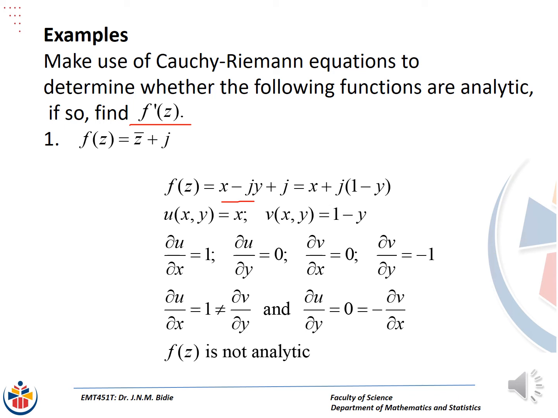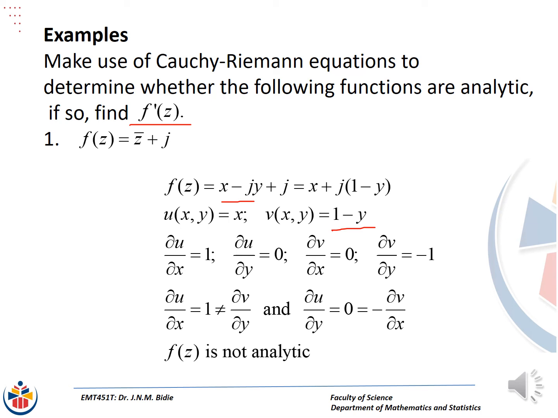So substitute, simplify, putting the real parts together and the imaginary parts together, and please specify that your u is equal to x based on the expression you got for f of z, and v is 1 minus y. Note that we don't have j in the expression of v. v is multiplied by j, and v is a real function, so it does not have j.